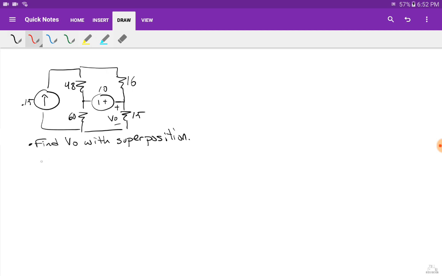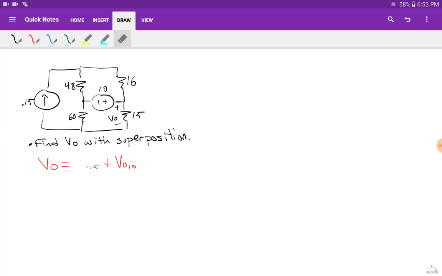Okay. Well, from a superposition point of view, Vout is equal to the Vout from the 0.15 amp source plus the Vout from the 10 volt source. I should just say VOI and VOV, but whatever. This equation is all we need to find Vout. Remember, each term in this equation corresponds to a circuit that I need to solve. Basically, as many sources as I have, that's as many circuits as I need to solve, maximally. So I'll do one in blue and one in green.